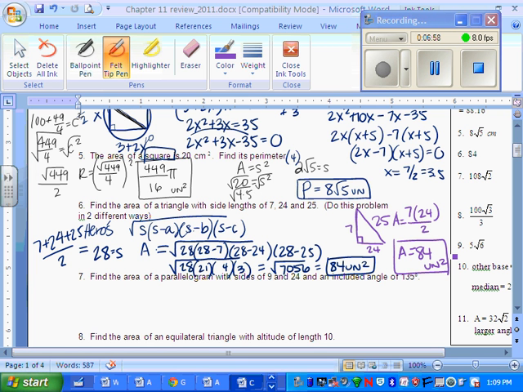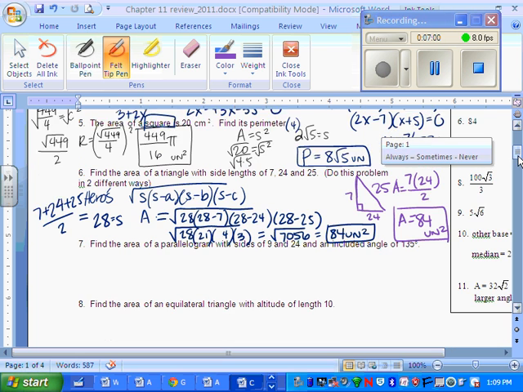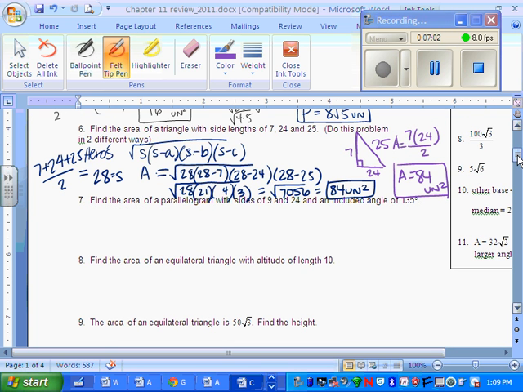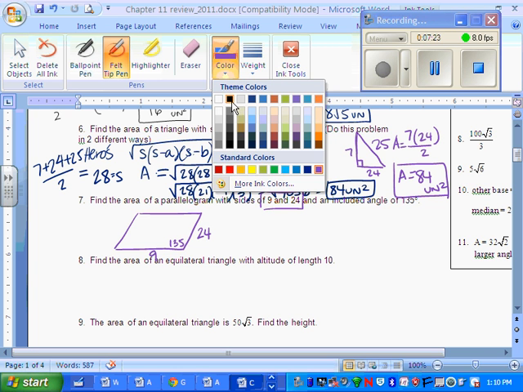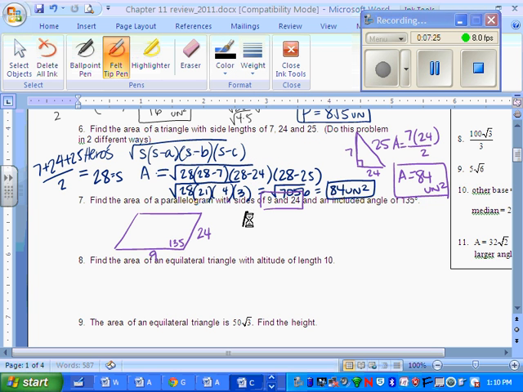Number 7, find the area of a parallelogram with sides of 9 and 24 and an included angle of 135. So if I draw my parallelogram, it does not matter where the 9 and 24 go. I will say the 24 side will be this one, 9 will be here, and I know the included angle is 135 in between. So what I want to do is draw in my height, because the area formula for a parallelogram is base times height.